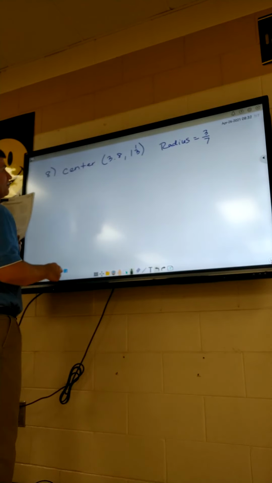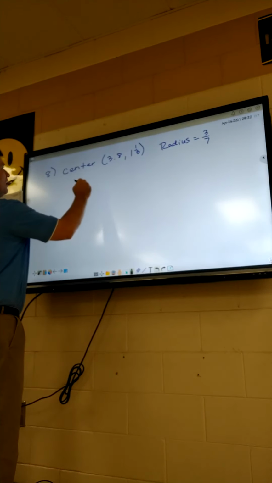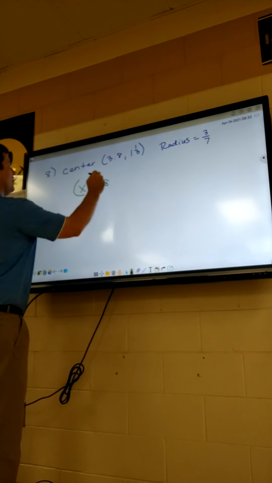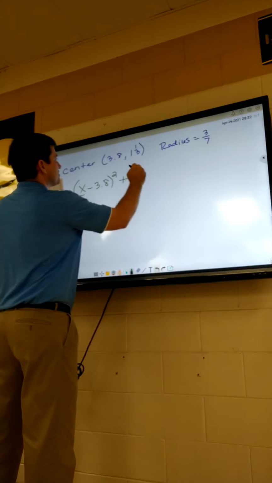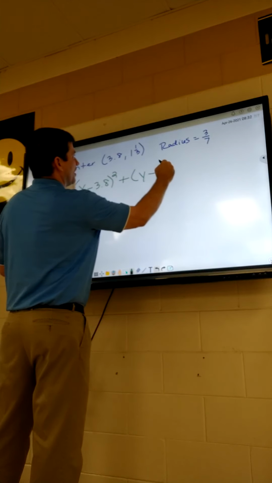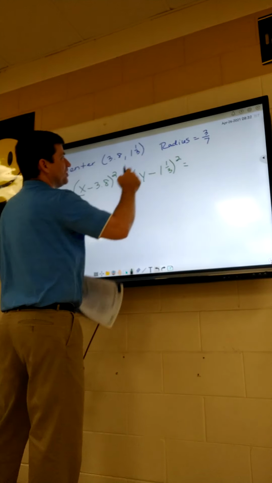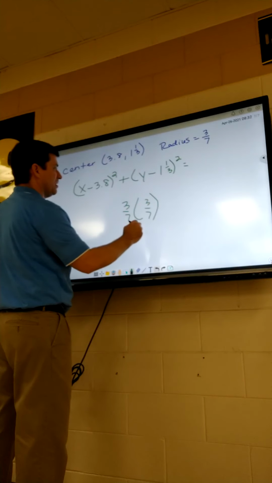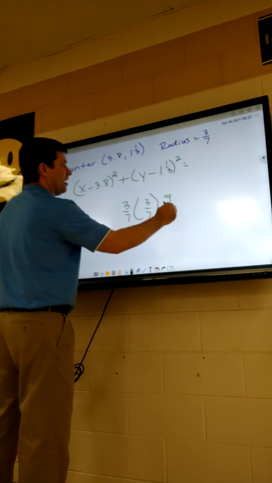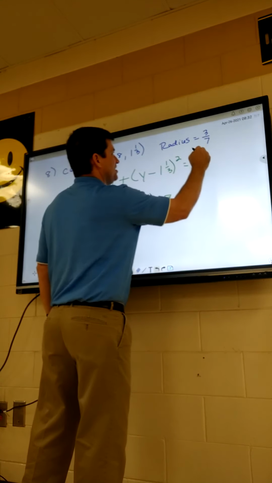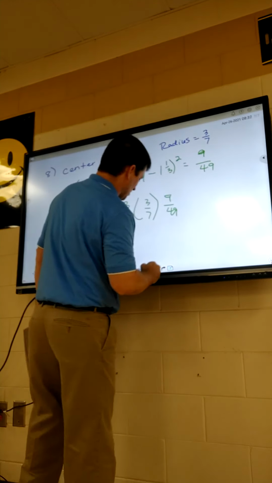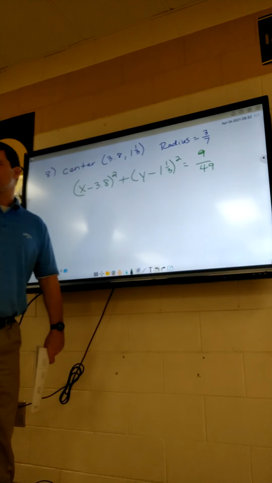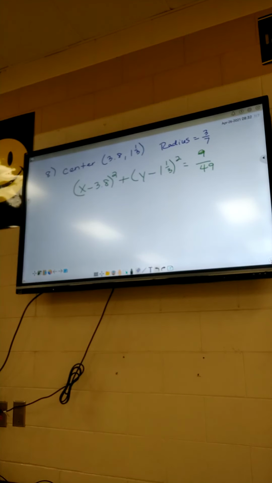All right, so number 8, I'm thinking it's going to be x minus 3.8 squared plus y minus 1 1/3 squared equals, we got to square 3/7 times 3/7. I got 9/49. So this one's just messy. I don't guess it's much harder than any of the other ones. It's just messy. Let's see if that's right. Probably is right. Yeah, that's what they got there. Okay. All right, I wouldn't give y'all one like that to graph.